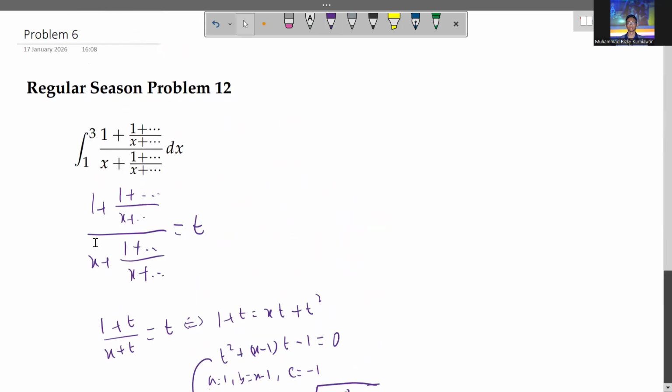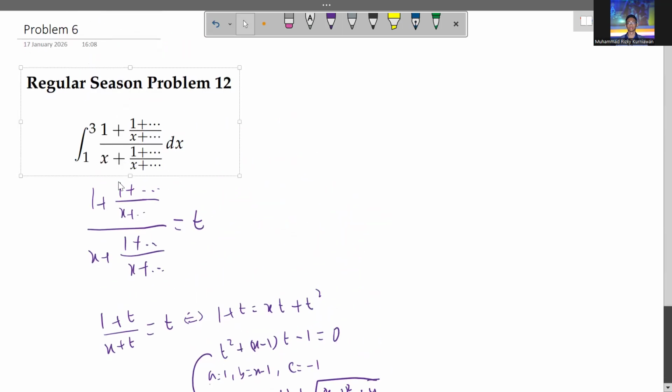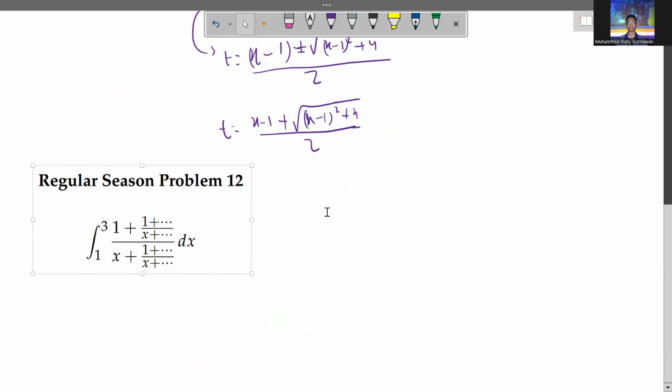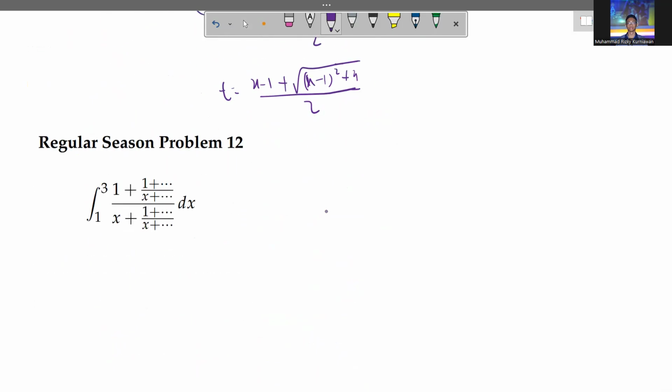So that means I'm going to copy this just so that I don't have to write it all over again. This is equal to the integral of (x minus 1 plus the square root of (x minus 1) squared plus 4) all over 2. So this becomes this one.